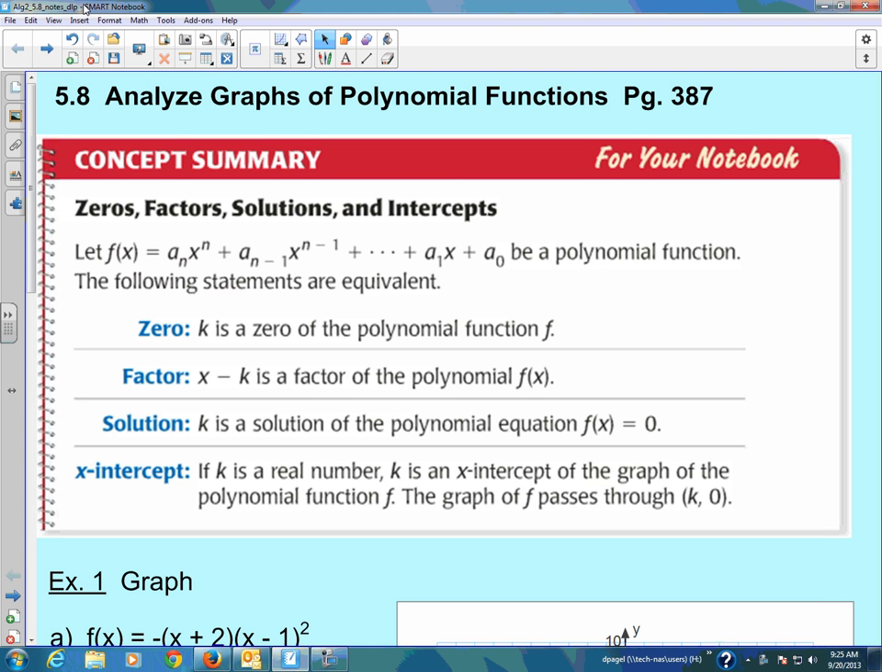In section 5.8, analyzing graphs of polynomial functions. So here we are, we've wrapped up our chapter 5 with this section. This is kind of getting us to the focus point of the chapter, and that is how do we take all this information we've been learning about polynomials, factoring, rational zeros theorem, grouping, finding zeros, finding factors, and what do we do with them now?